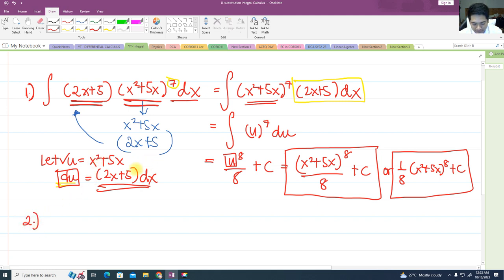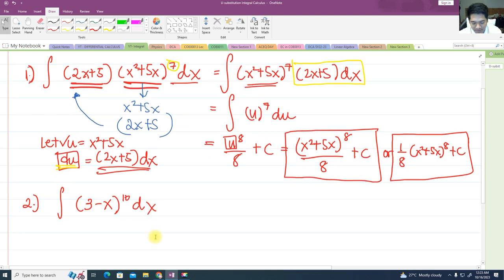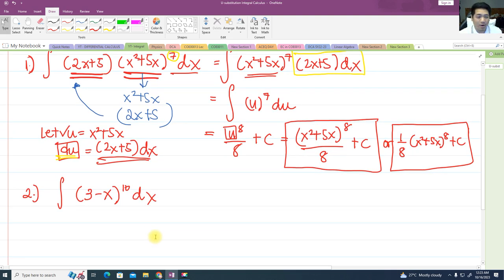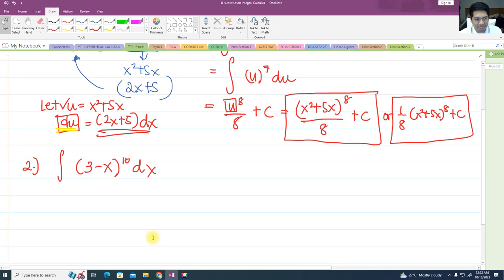So let's try another one. For example, if we get the integral of (3 minus x) raised to 10 dx. It may seem like this is a very complicated question, and again, it's not. Because if we try to let u equal 3 minus x, not including the power of 10, and get the du with respect to x, on the right side we get 0, and then the derivative of negative x becomes negative 1. Or simply, du equals negative dx.